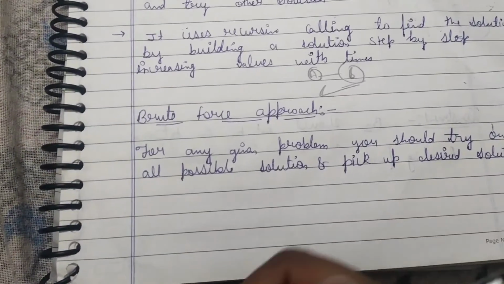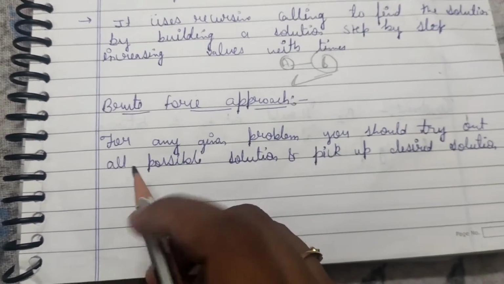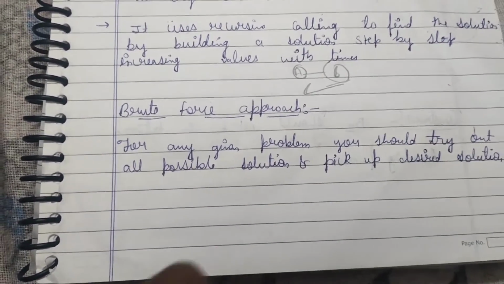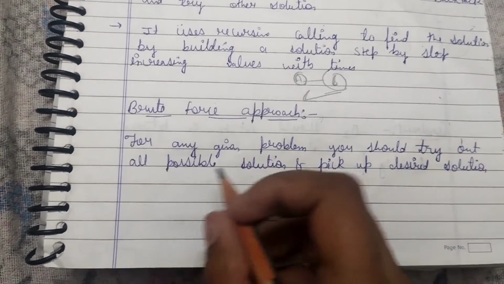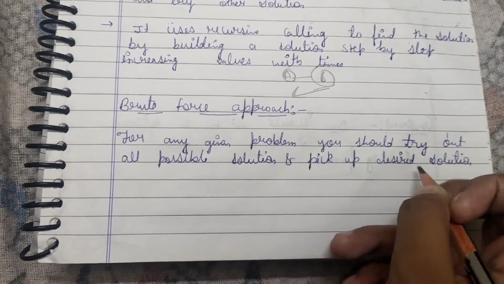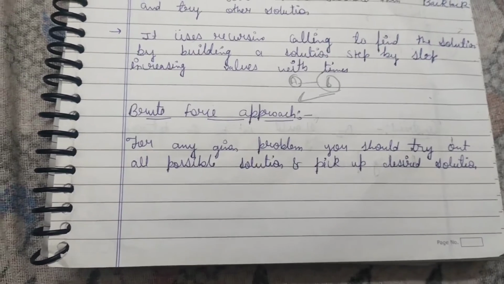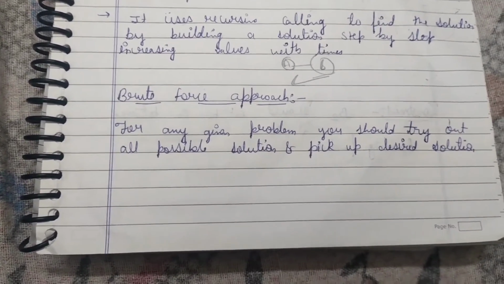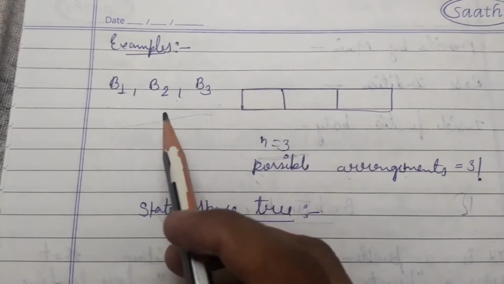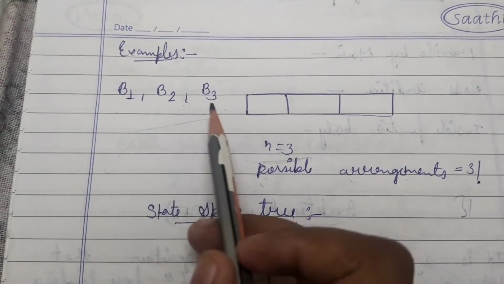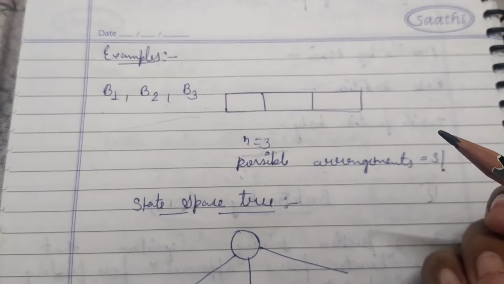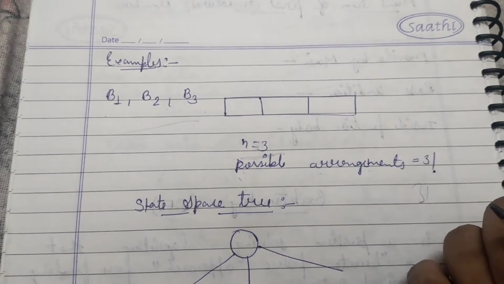Okay. And what is the brute force approach? Brute force approach means for any given problem you should try all possible solutions and pick up the desired solution. Means basically we are trying to find the desired solution, not the optimal solution. Okay, let's move forward. For example, there are three participants B1, B2 and B3. We have to arrange them in different manners and get all the possible outcomes.